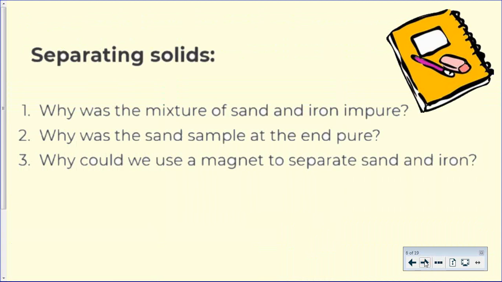Okay, let's just pause and have a recap. I want you to have a go at these questions in your book. I'm going to read them out to you and then pause the screen and have a go at the answers. Why was the mixture of sand and iron impure? Why was the sand sample at the end pure? Why could we use a magnet to separate sand and iron? So pause the screen and have a go at those questions, please. And I'll go through the answers.